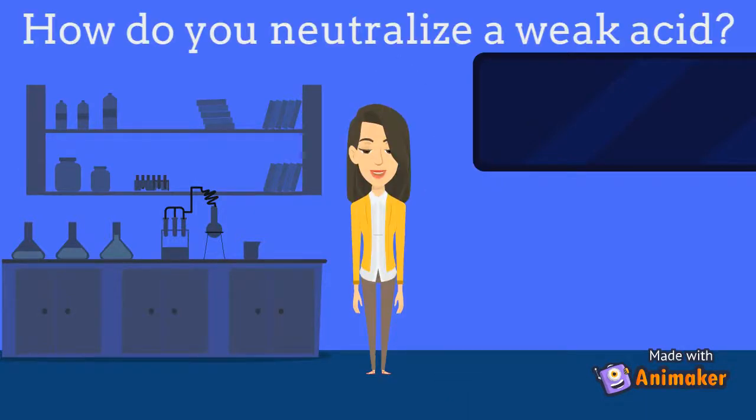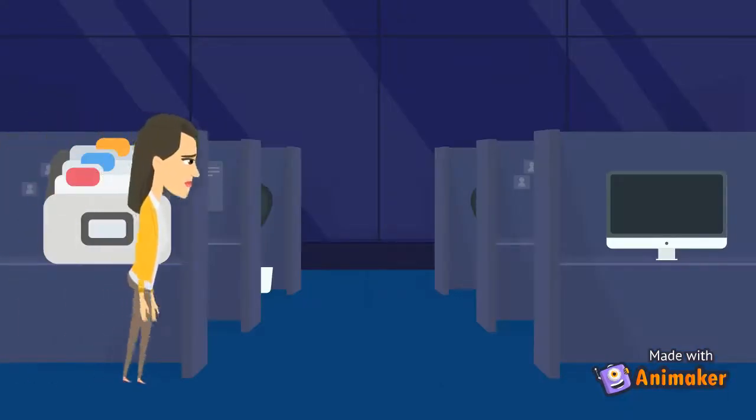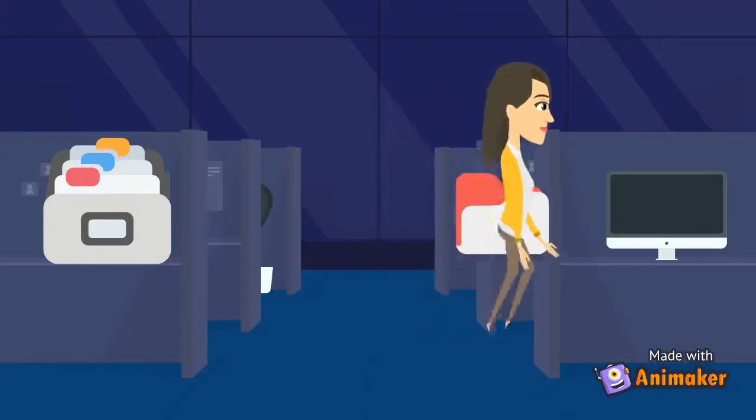How do you neutralize a weak acid? First, I need a strong base, such as this sodium hydroxide. Then, I need to find out the amount I should use. She desperately began to search for any information that would help her with her calculations.